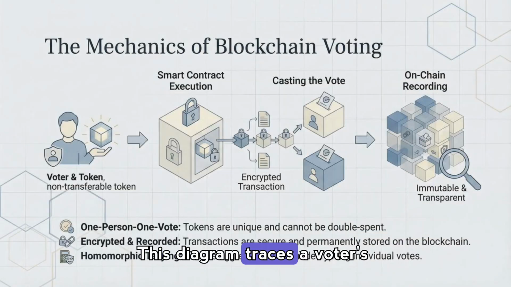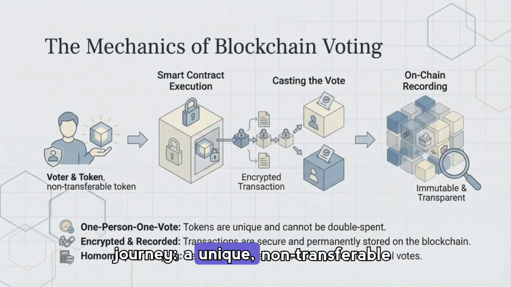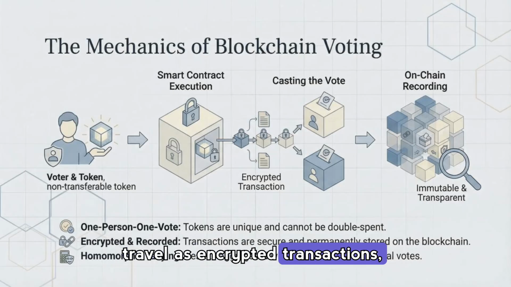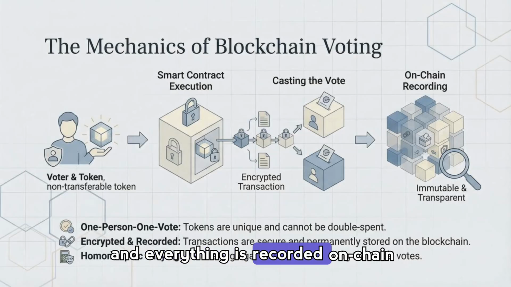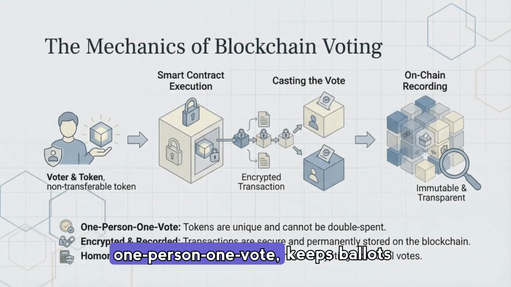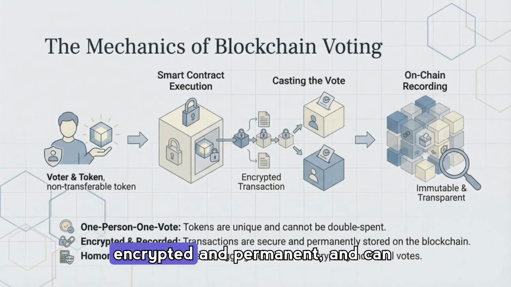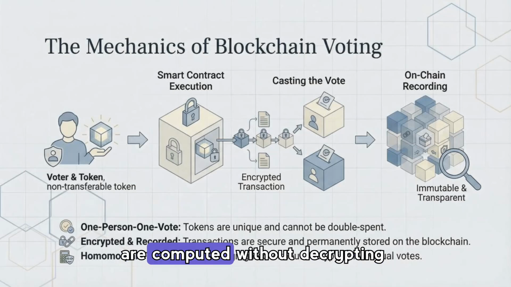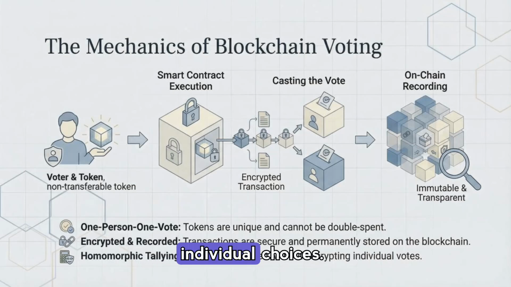This diagram traces a voter's journey. A unique, non-transferable token links to a single voter. Smart contracts enforce the rules, votes travel as encrypted transactions, and everything is recorded on-chain immutably. The flow ensures one person, one vote, keeps ballots encrypted and permanent, and can use homomorphic tallying so totals are computed without decrypting individual choices.